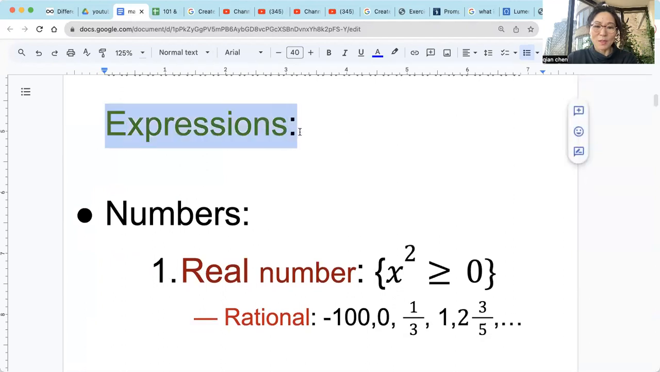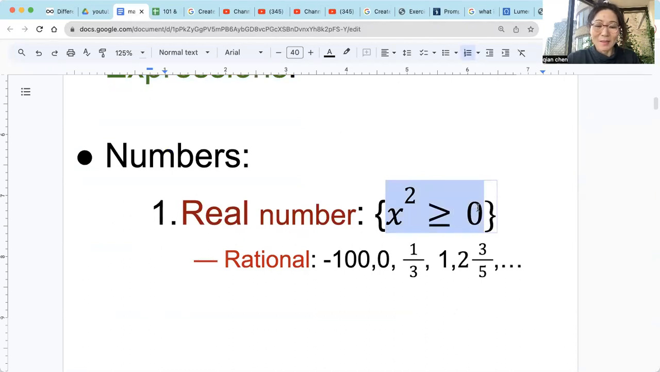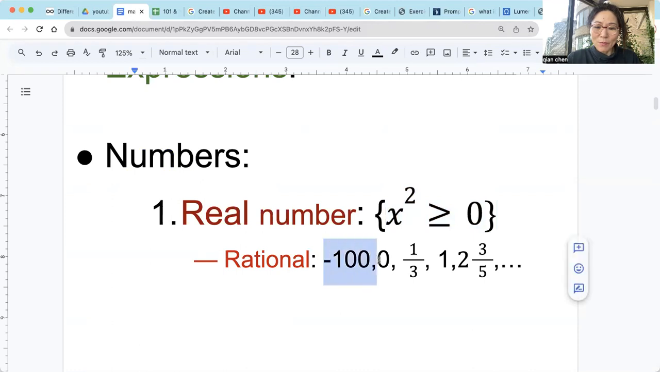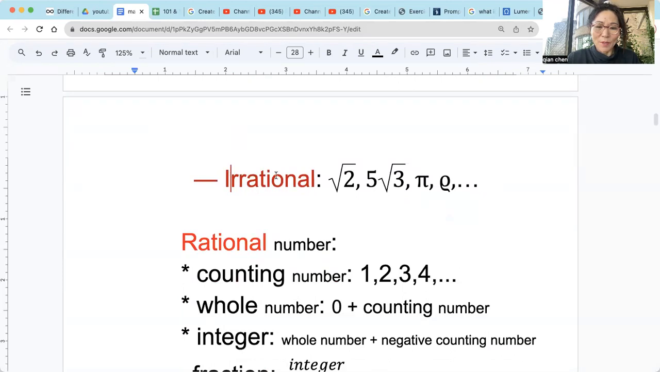So expressions like numbers, right? The real numbers, we all know. How is a real number defined? If we multiply any real number by itself, the square of the number has to be non-negative. In mathematics, that is to say, it has to be greater than or equal to 0, or at least 0. So we have a rational number family, like integers, counting numbers, whole numbers, and we also have an irrational family.